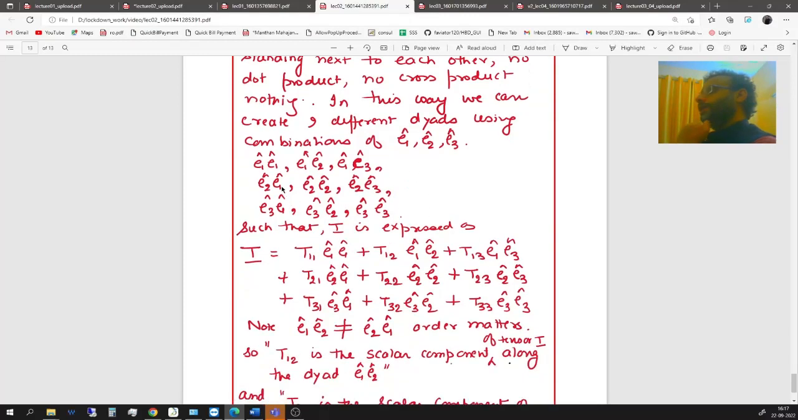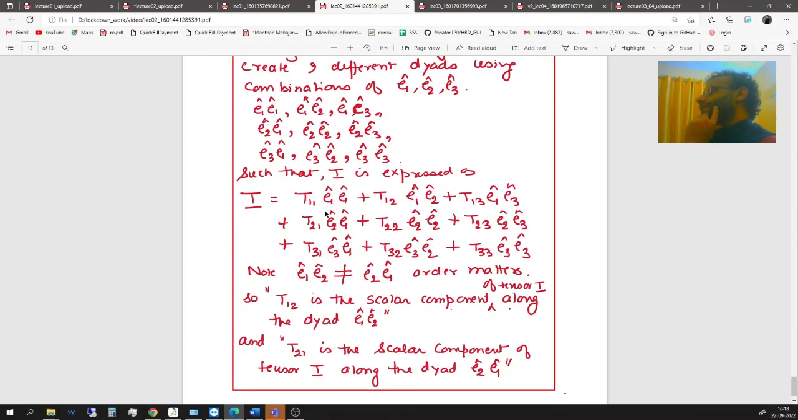And indeed, you will get 9 unique combinations or 9 unique dyads if you use E1, E2, E3 as the unit vectors. And these are the 9 dyads: E1 E1, E1 E2, E1 E3, all the way to E3 E3. Now, please keep in mind that E1 E2 is different from E2 E1 because order matters. This is how we are defining our dyads, that E1 E2 standing next to each other is a different dyad than E2 E1 standing next to each other.